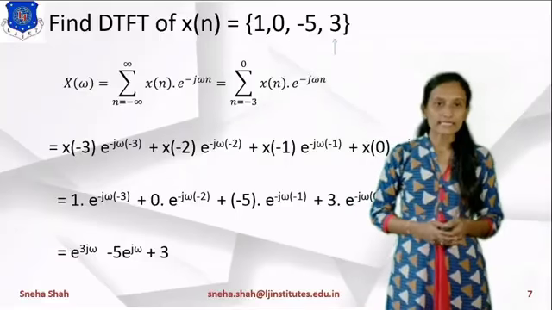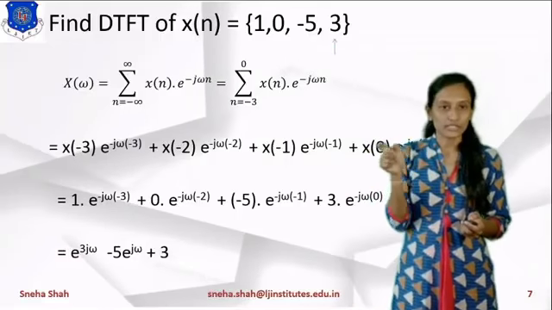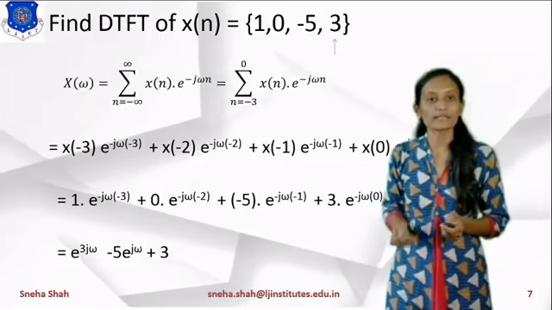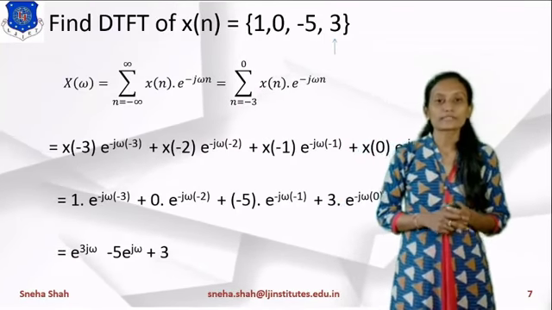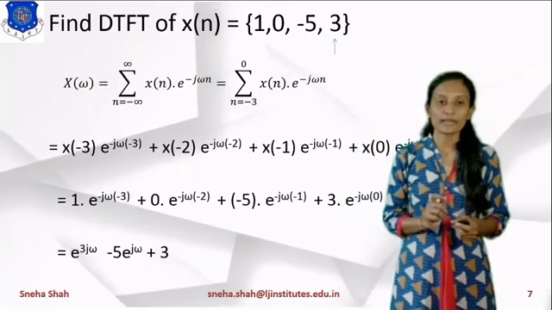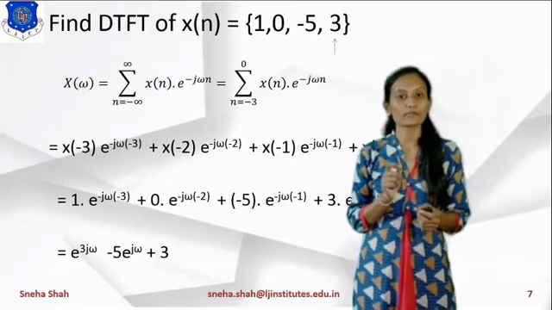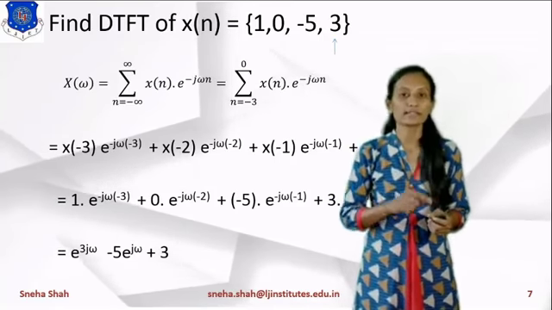So you can see that as the position of the arrow changes, the answer of the DTFT will change accordingly. So you have to see where the arrow is, and if the arrow is not given to you, then you have to take it below the first term.